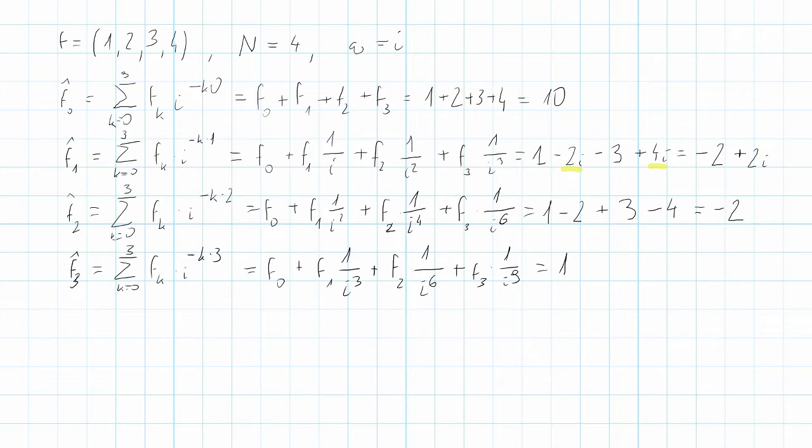So it's plus 2I. Now the 6th power of I is minus 1, so it's minus 3. And now we have minus I, so it's minus 4I. So again, we just collect the imaginary parts together and real parts together, and what we got is minus 2 minus 2I. So all in all, the discrete Fourier transform of our f is a sequence consisting of 4 elements.